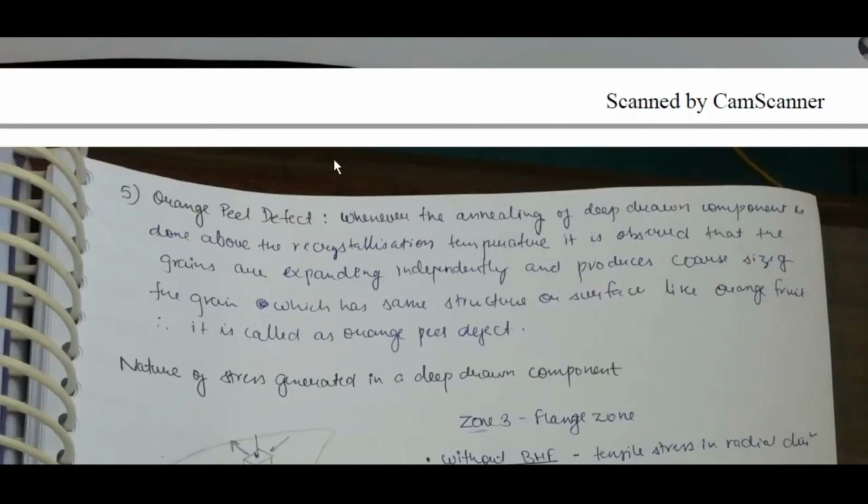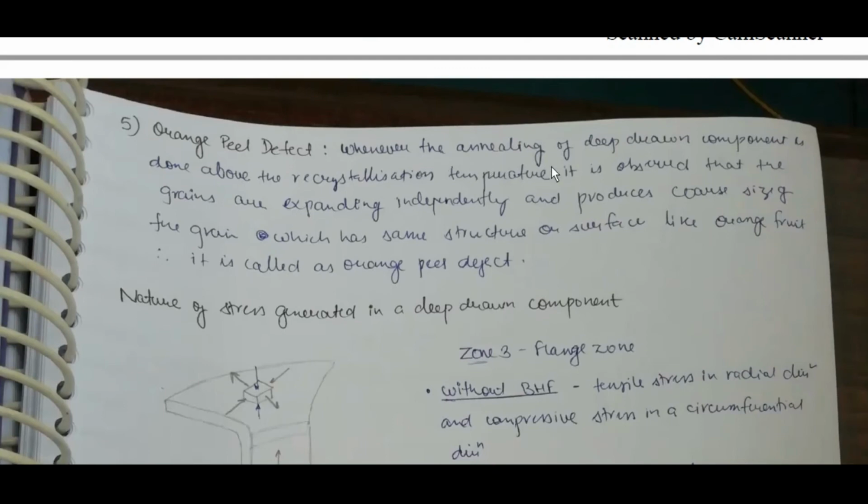Orange peel defect: whenever the annealing of a deep drawn component is done above recrystallization temperature, it is observed that grains expand independently and produce coarse-sized grains, which give a structure or surface like an orange fruit. It is called orange peel defect.